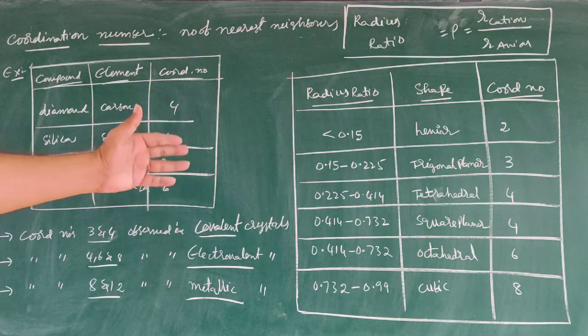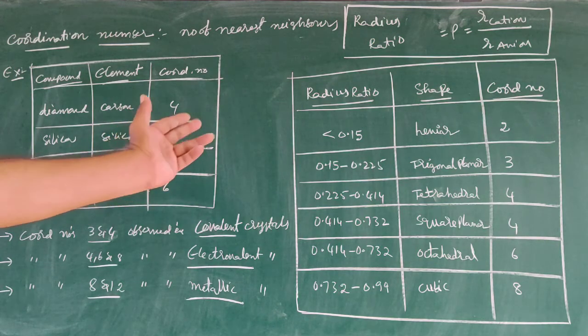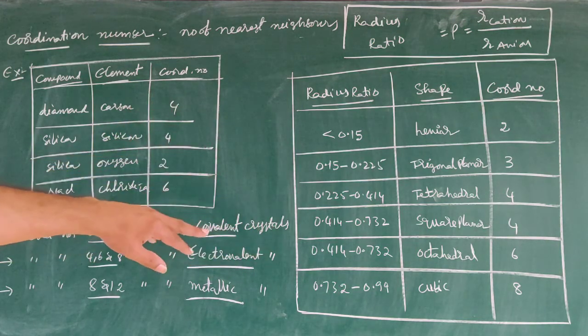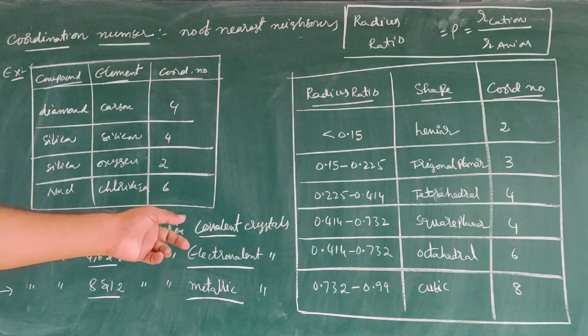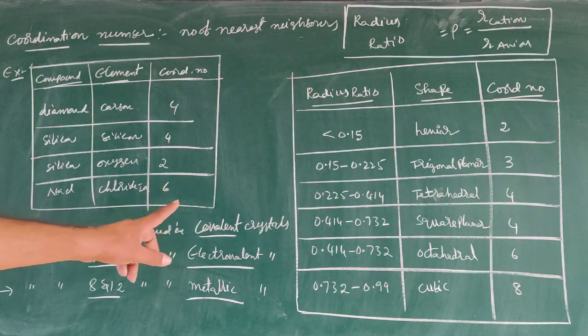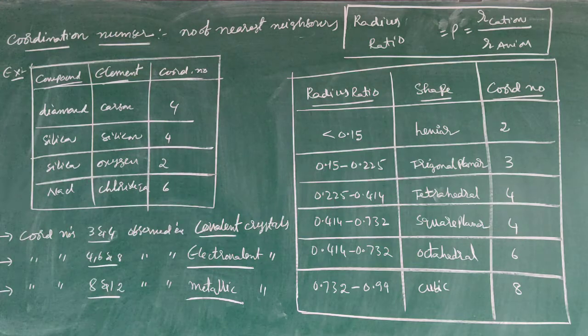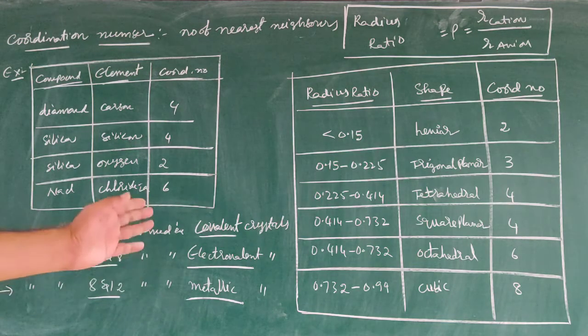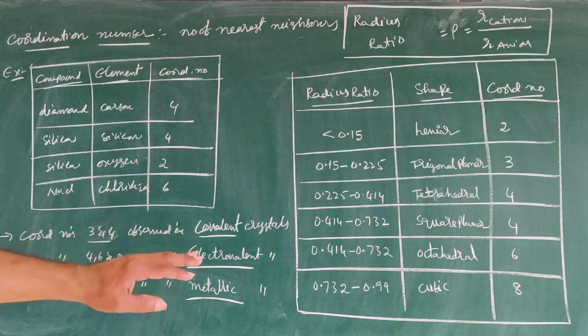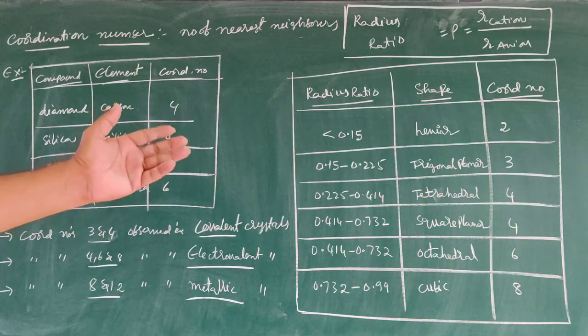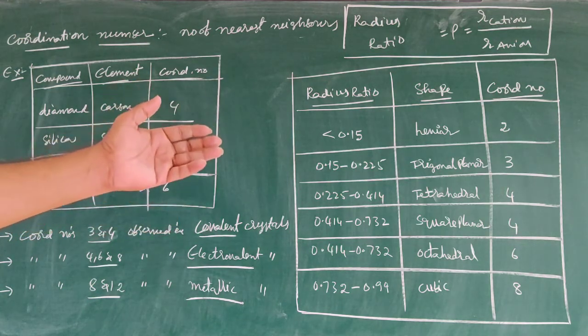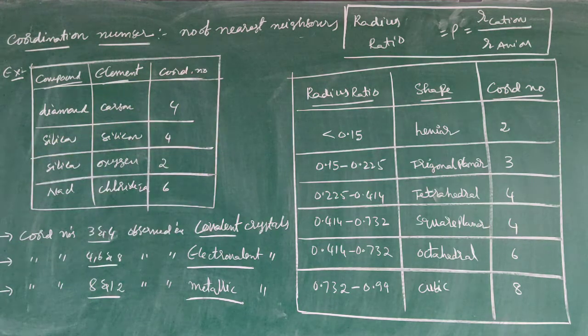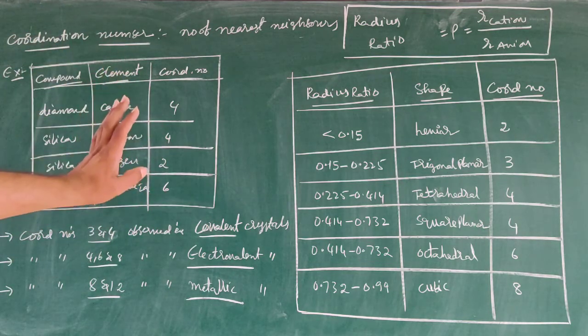Okay? If the coordination number changes, even though the radius ratio is 0.414 to 0.732, the shape becomes octahedral. Last, the 0.732 to 0.99 radius ratio, that is cubic. Coordination number is 8. Okay, please revise this table thoroughly. This is an important one.